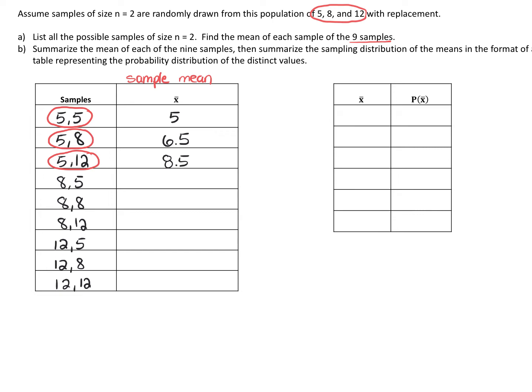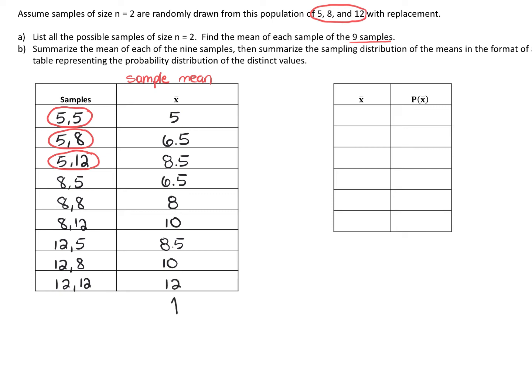And then let's keep going. If we get a sample 8 and 5, that gives us a sample mean of 6.5. 8 and 8 gives us a sample mean of 8. 8 and 12 gives us a sample mean of 10. 12 and 5 gives us a sample mean of 8.5. 12 and 8 gives us a sample mean of 10. And then 12 and 12 will give us a sample mean of 12.